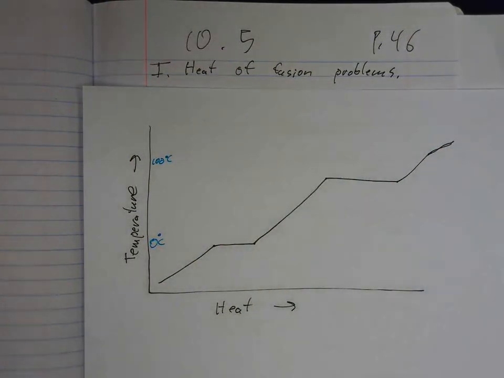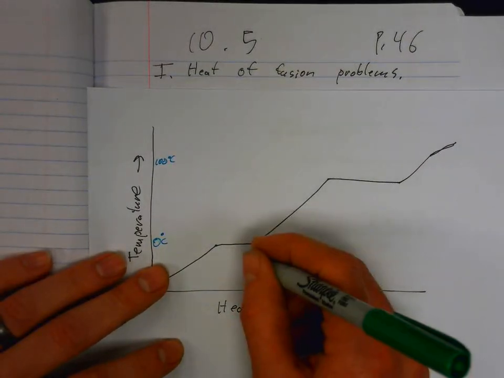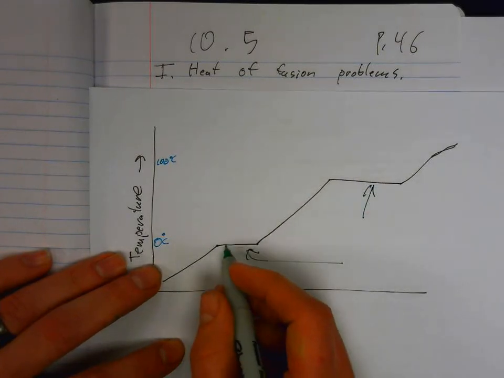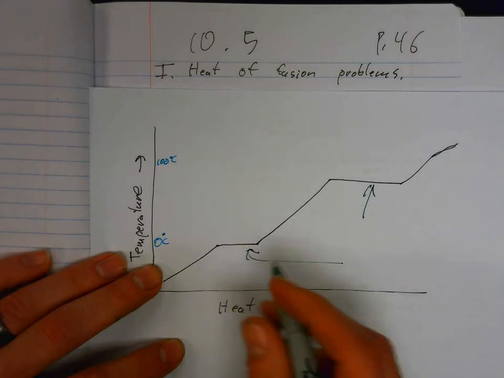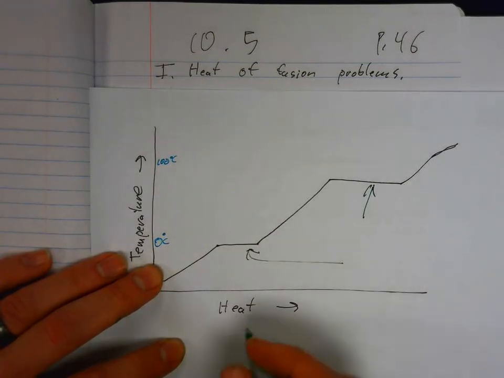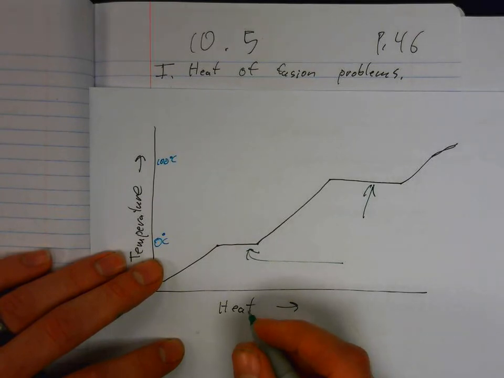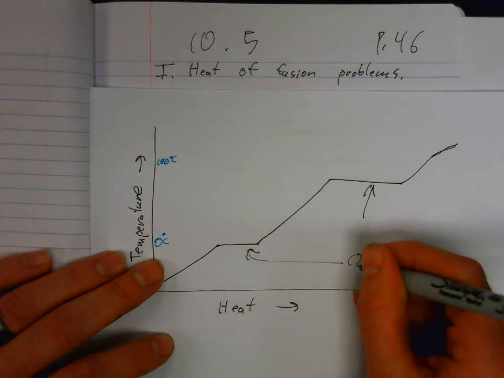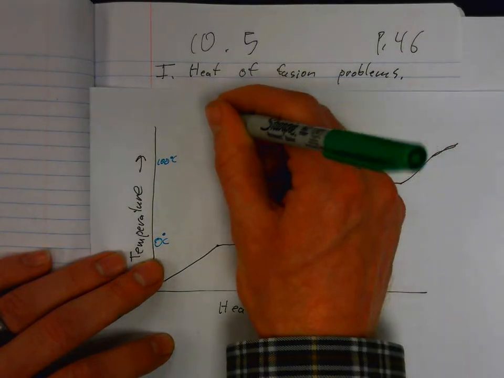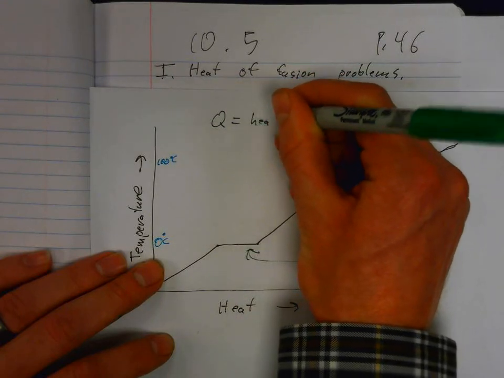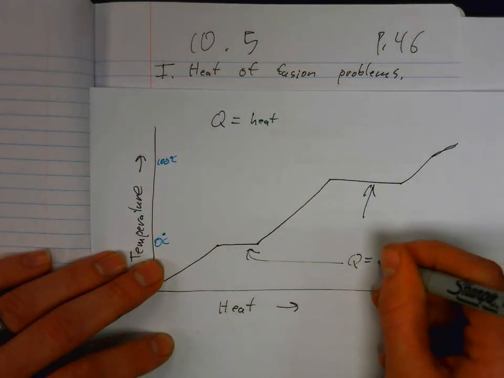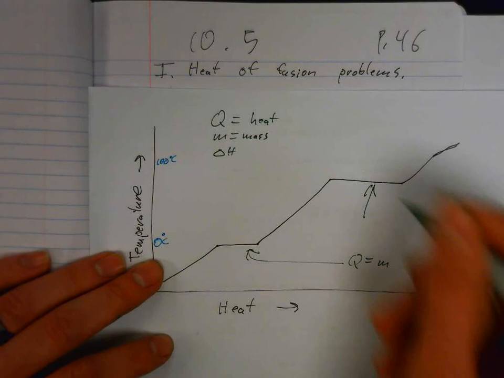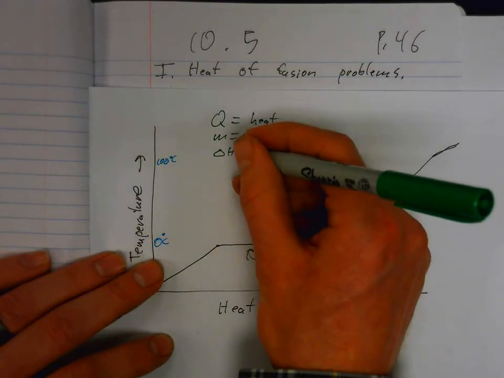So the points here where the temperature is constant, these are called the phase changes, and at these points we have an equation that we use to calculate the amount of energy that's being put into the substance, and that equation is Q. Q will represent heat. Q equals the mass, M is mass, times a constant called the heat of fusion or vaporization.